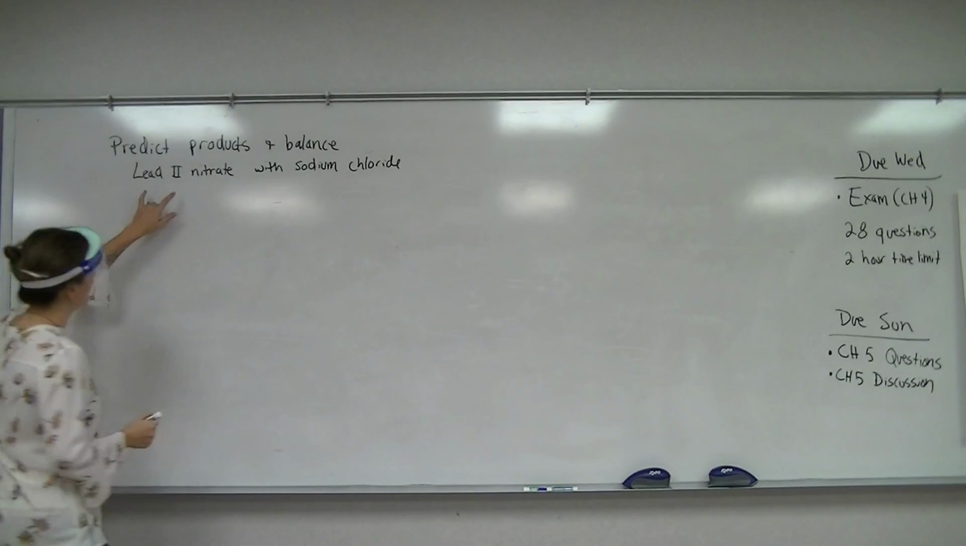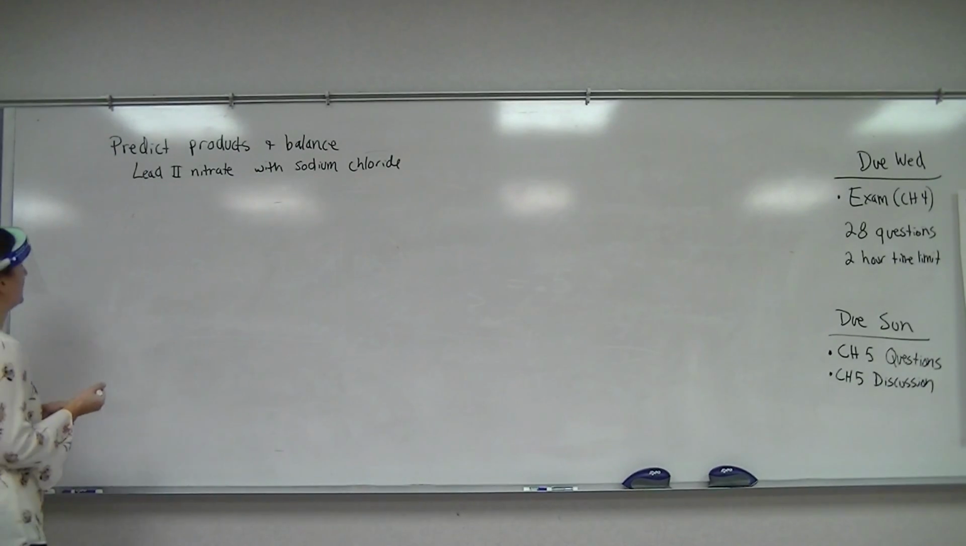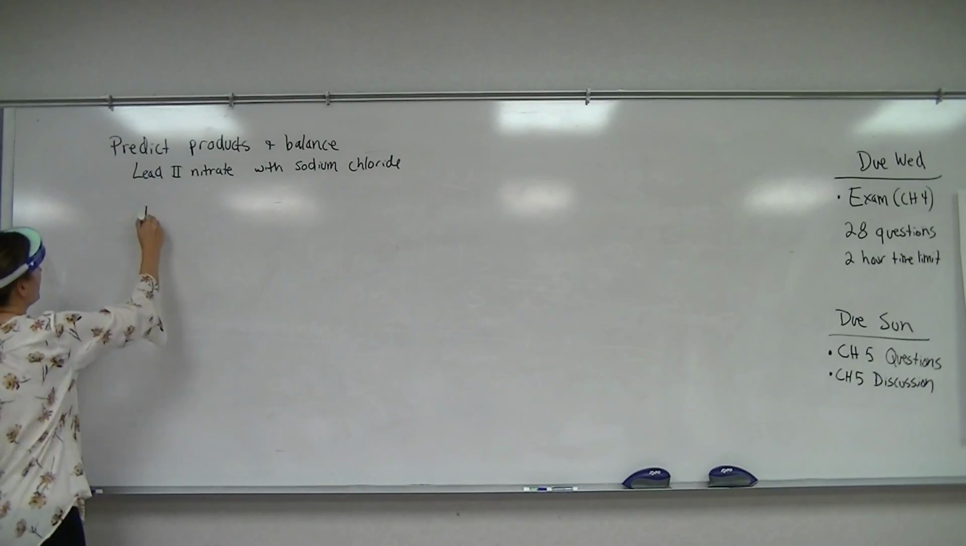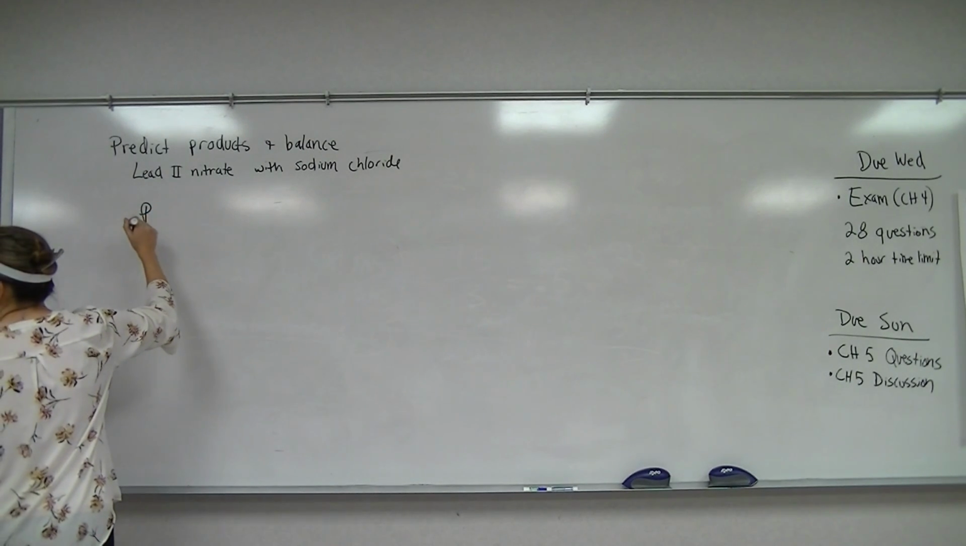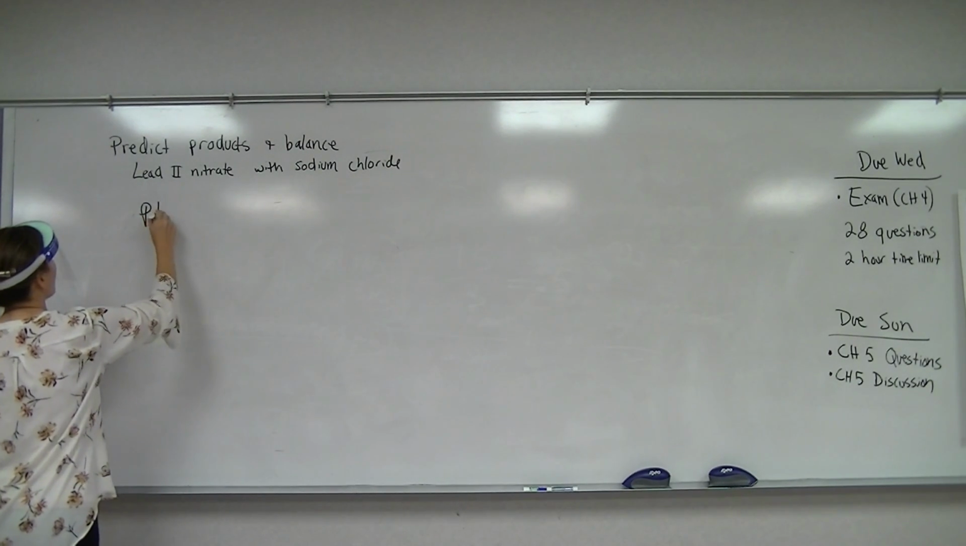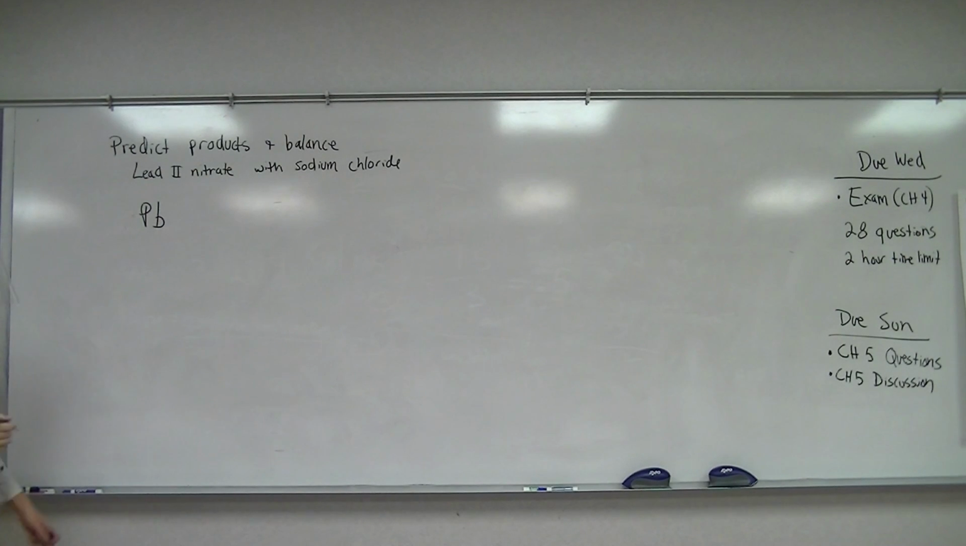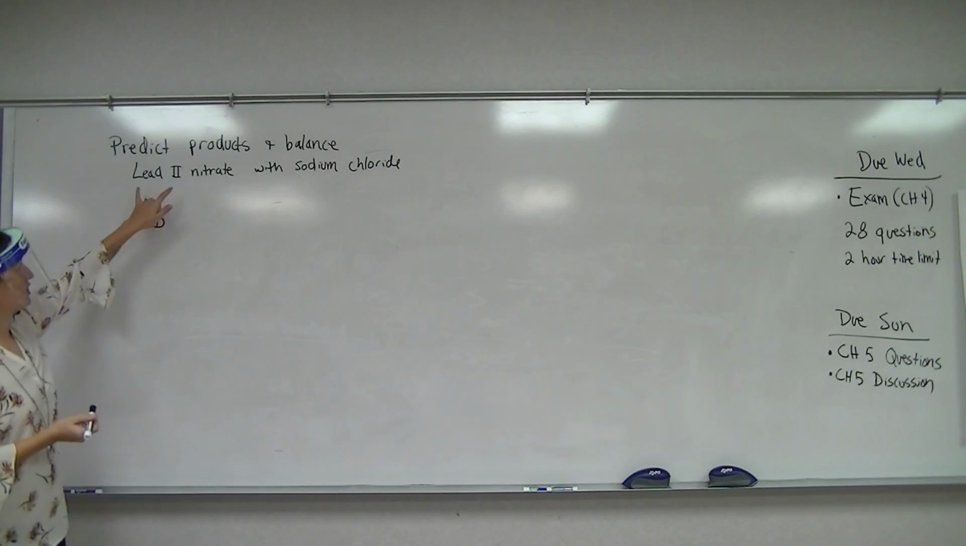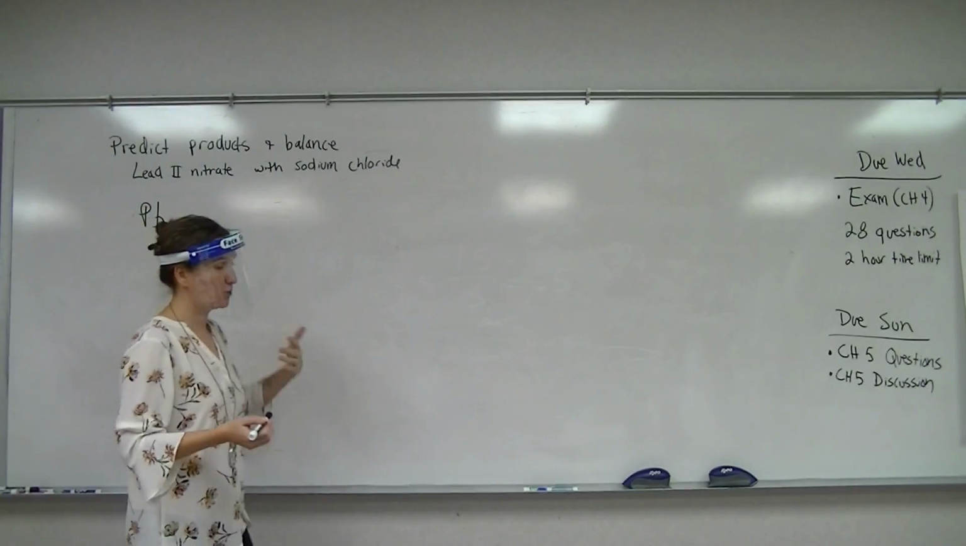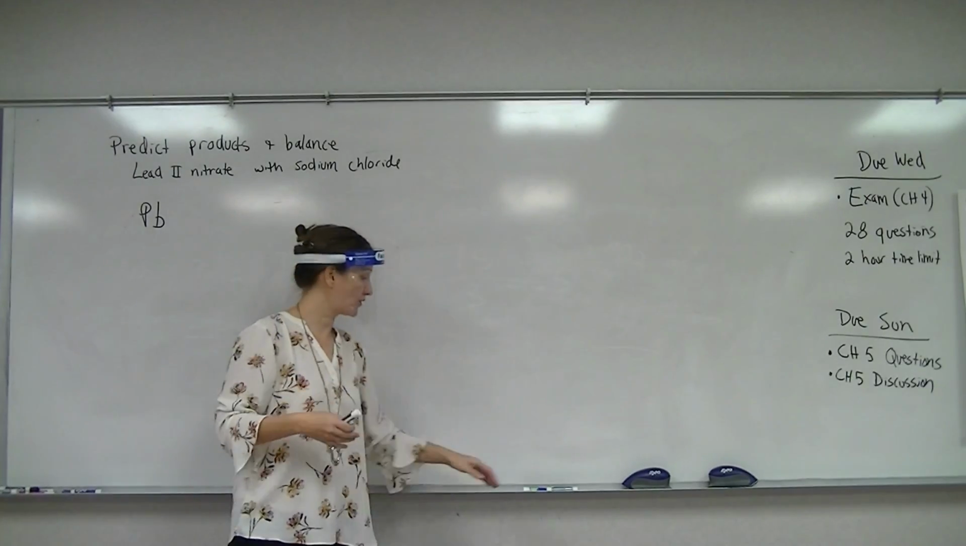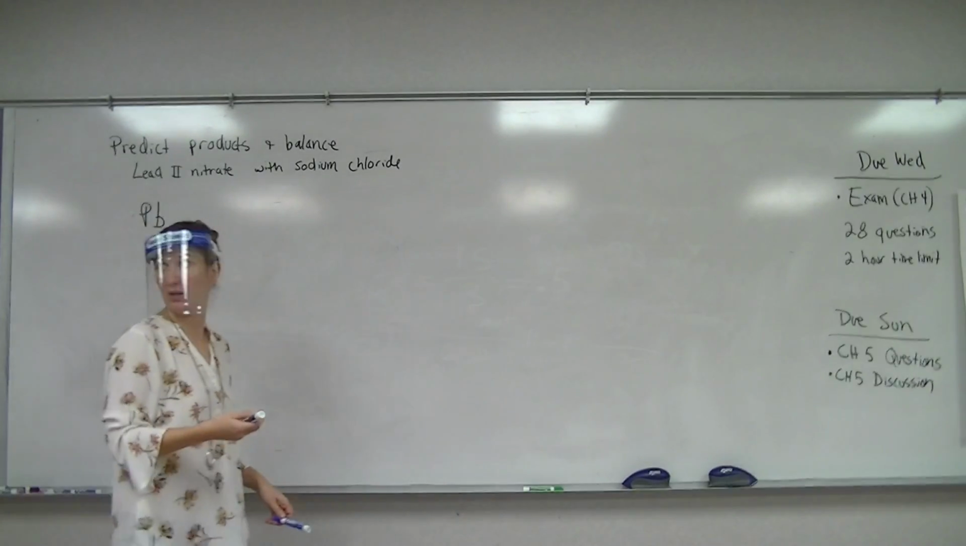So, lead 2 nitrate, this is back from chapter 3. We look up lead on the periodic table. It is Pb. That's for its symbol. Now we need the charges. So whenever we have ionic compounds, we need to know the charges so that we can do the crisscross method to figure out what the formula is going to look like.